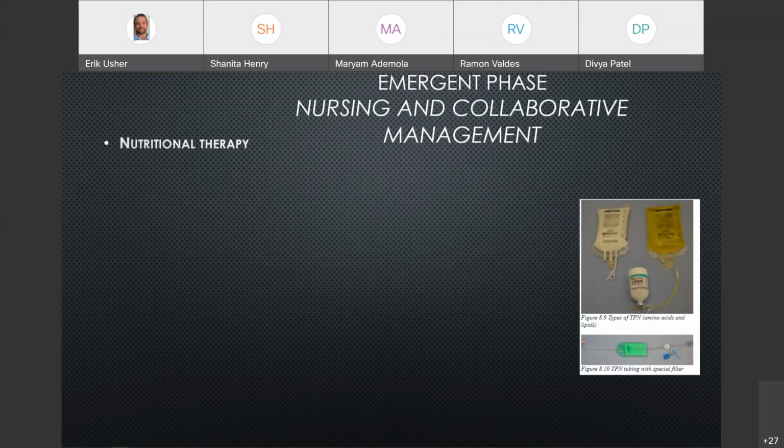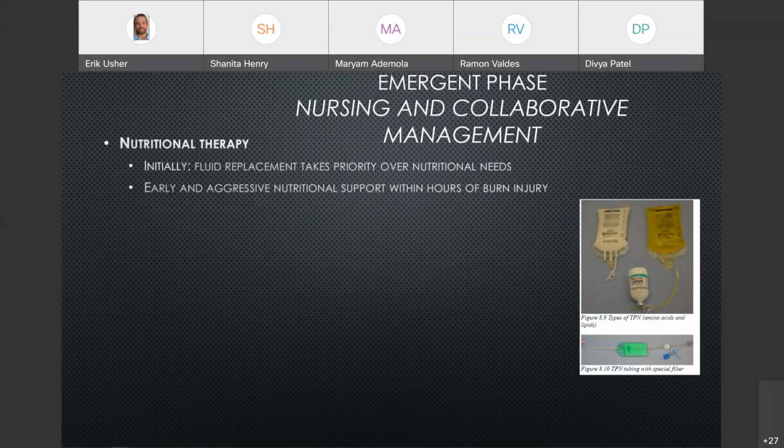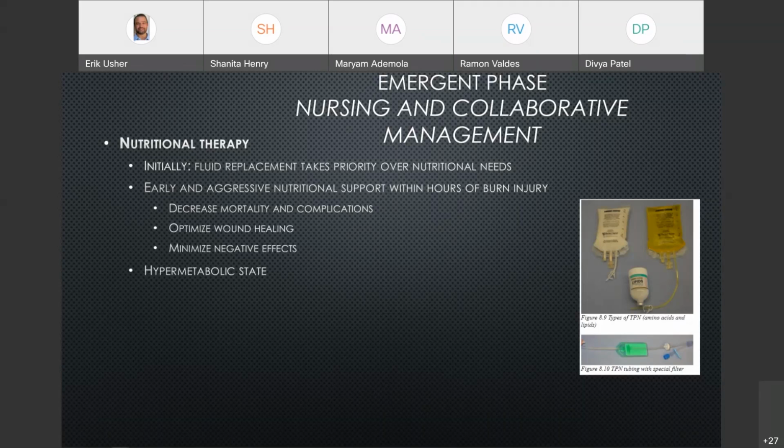Nutrition therapy is very important for these patients. And again, that's part of the assignment this week. Okay, fluid replacement takes priority over the nutritional needs, but once we get that fluid replacement, we want to be early and aggressive with nutritional support. Within hours of burn injury, it decreases the mortality, it decreases the complications, and it optimizes wound healing. They have to be nutritionally sound to have optimal wound healing. So we minimize the negative effects.